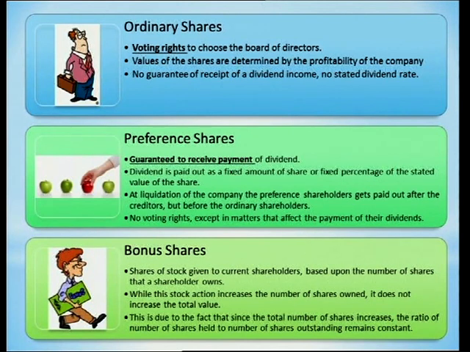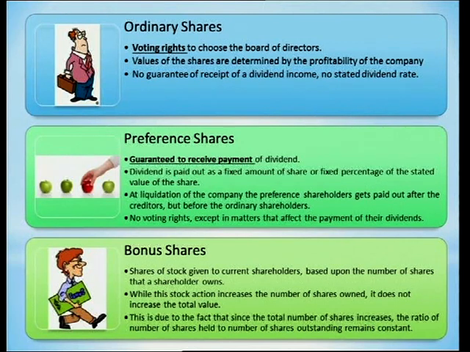Then the second type of shares are preference shares. Now the word preference means you come first, you have first choice. Your preference shareholders, in case dividends are declared, will get their dividends first. And very often your preference shareholders will get a fixed dividend as well, because there are different categories of preference shares. So they are guaranteed to receive payment of dividend. The dividend is paid at a fixed amount per share or a fixed percentage. And at liquidation, that is if the company goes bankrupt, the preference shareholder gets paid out after the creditors, but before the ordinary shareholders. However, the preference shareholders have no voting rights except in matters that affect the payment of their dividend.